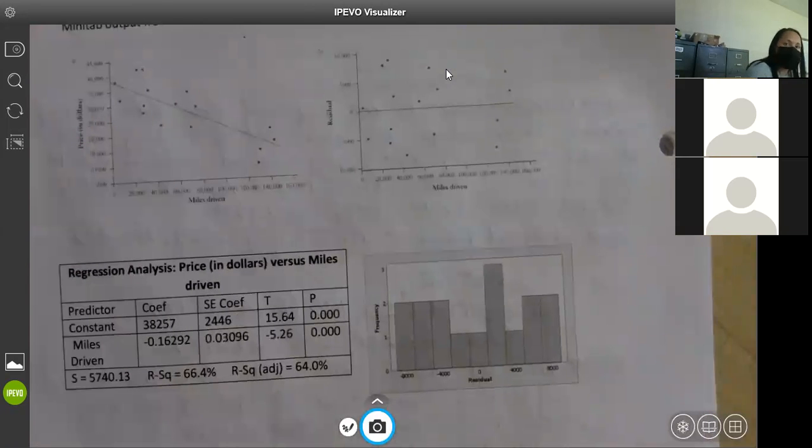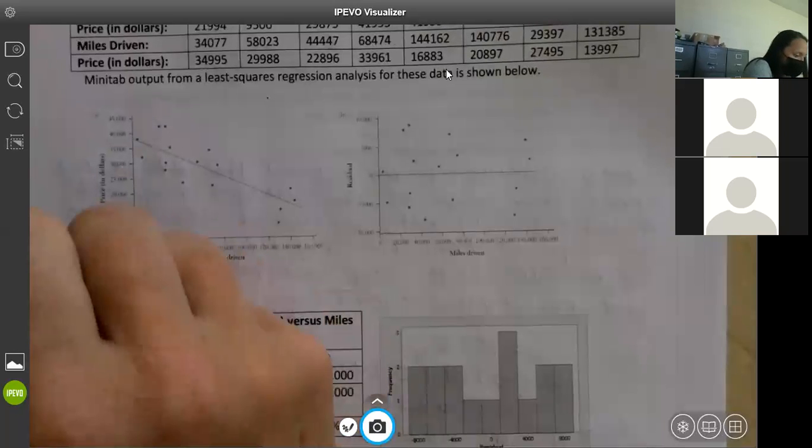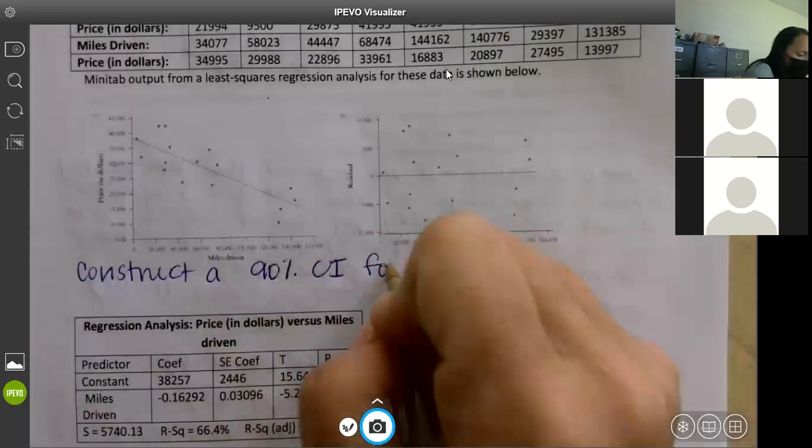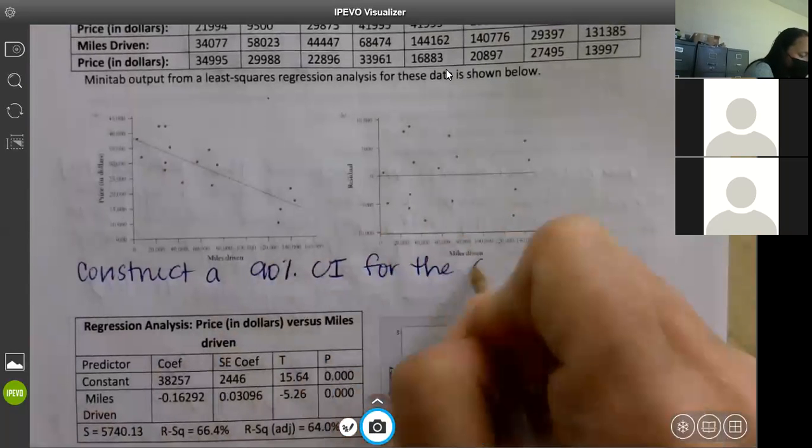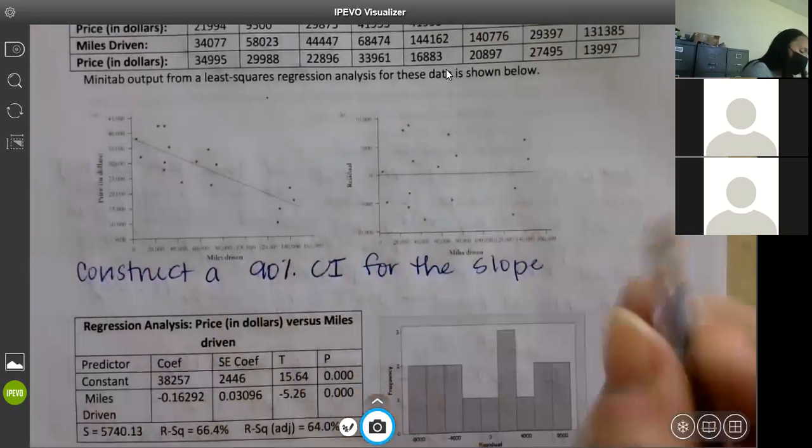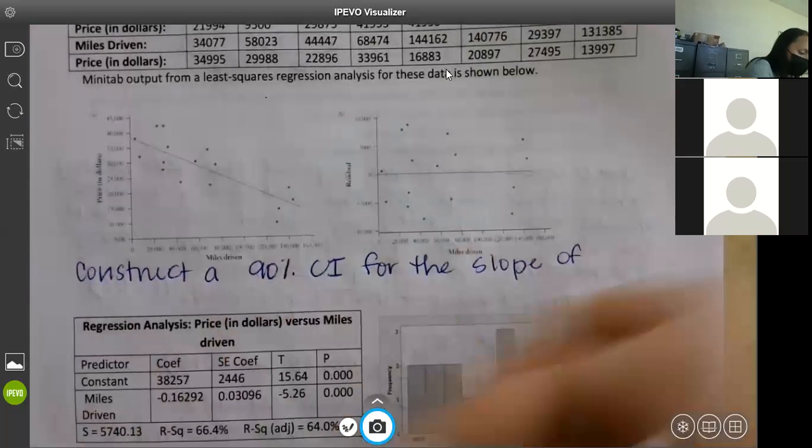Okay. What they want you to do, and I'm going to put it up here so it takes less space, is we're going to construct a 90% confidence interval for the slope of the population regression line.